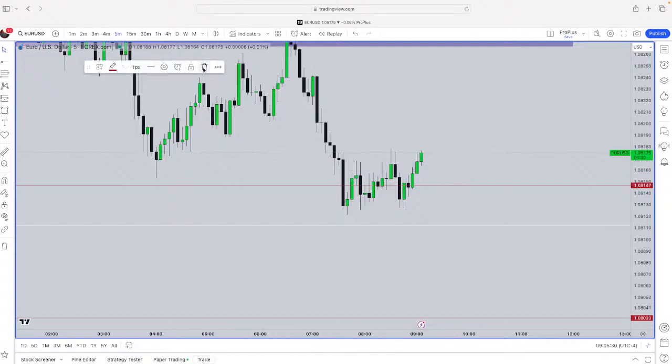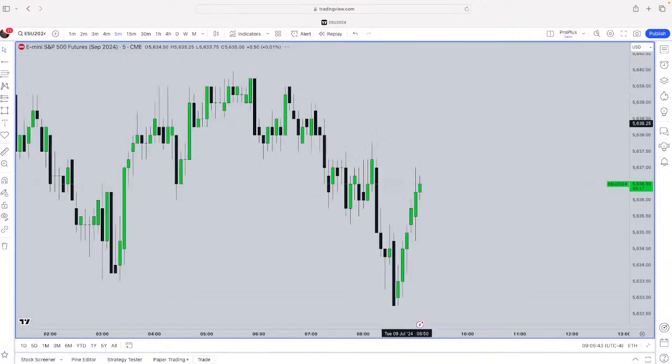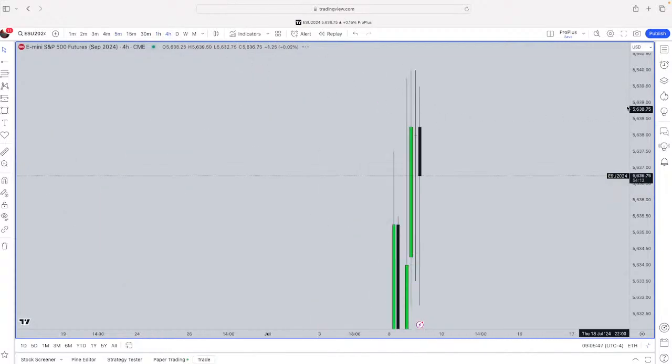So here, like I said, you can see it pop up on Euro to take out this high, to tap itself back into a premium. Yeah, let's have a look at S&P. What, equal highs on 4 hour? Yeah.